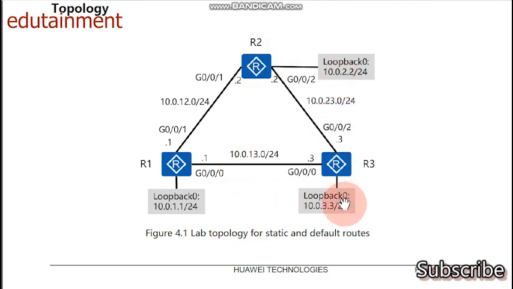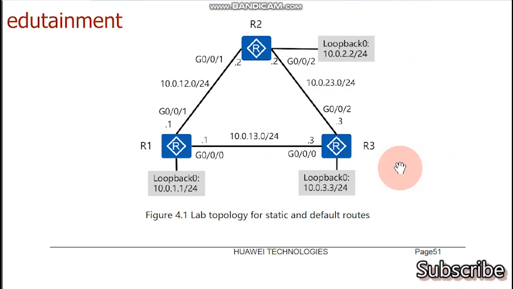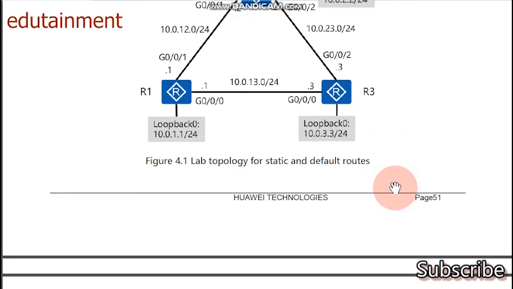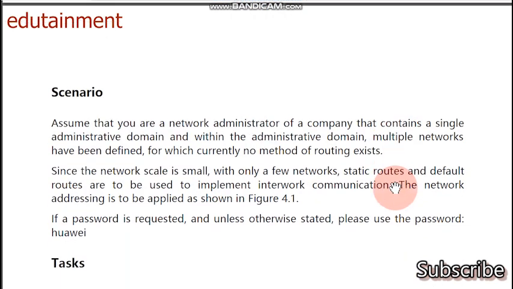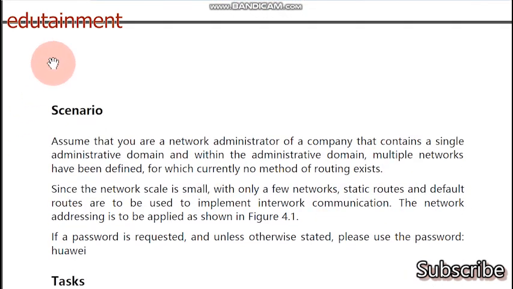And there are three loopbacks also, one with each router. This loopback is 10.0.11, this one is 10.0.33, and this one is 10.0.22. So this is our topology. We will build this topology in HCIA-eNSP software and then configure our static routes to verify the connectivity between the three routers. Now if we come on to the scenario of this module, the scenario is given here.